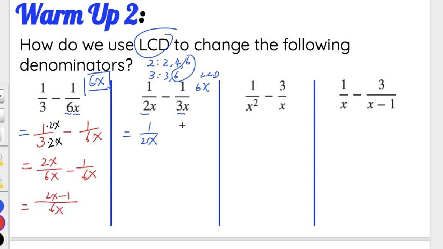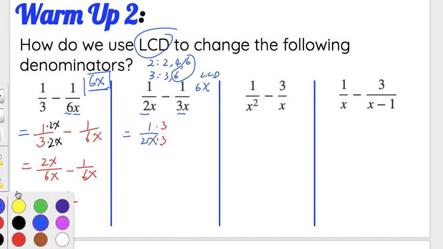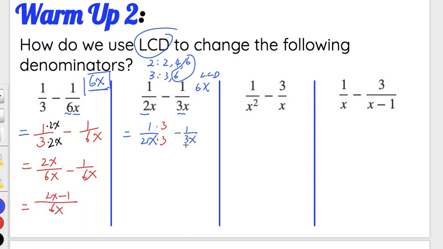So how do I change this to 6x? I need to multiply. Yes, you are correct. We need to multiply 3 for this one. And for the second part, we need to multiply 2. And now we just need to write down everything. Now we have same denominator, so we can just combine them together, and luckily we have these two numbers can combine, 3 minus 2 is 1, then that's the answer.